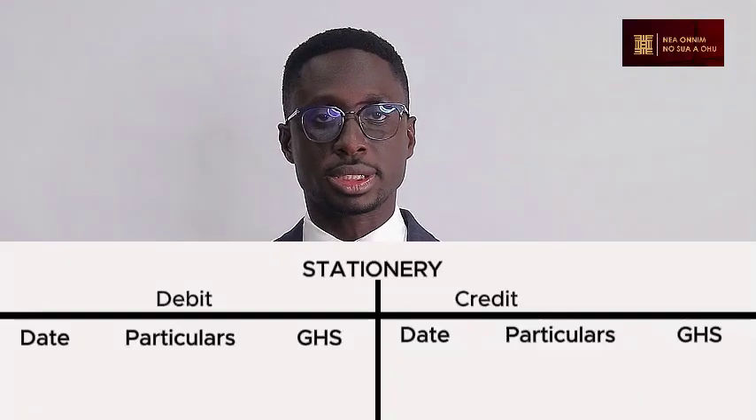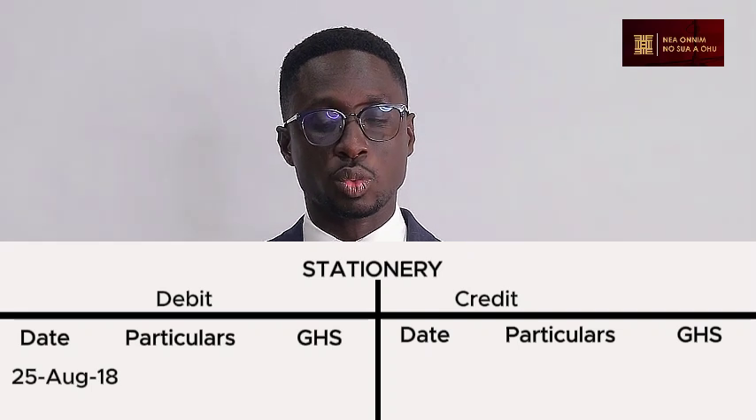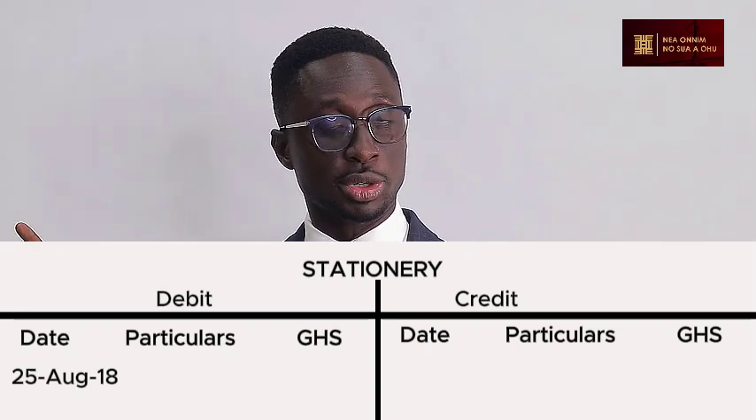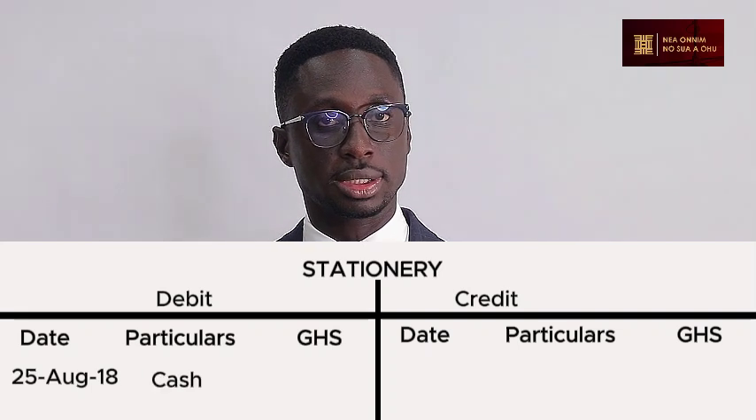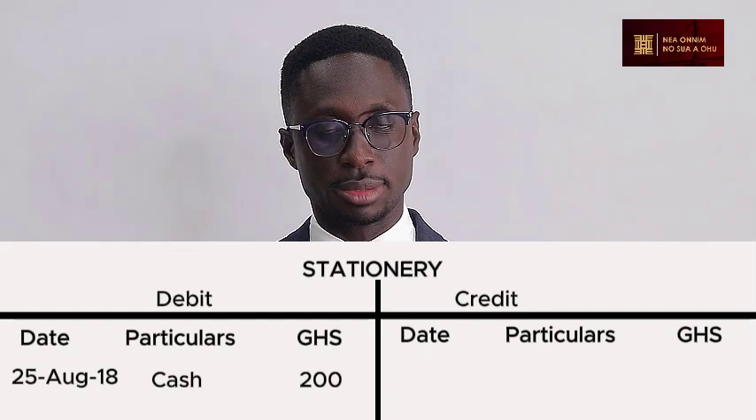Of these two, which one is giving, which one is receiving? The cash account is giving because the payment is being made from cash. And which account is receiving? The stationery account. So which one gets to be debited? The receiving account, which is stationery account, and the cash account will get to be credited. So let's record in the stationery account. We open it, and for the date, August 25. What is the particulars? The corresponding account, which is cash. And the amount, 200 Ghana cedis on the left side, which is the debit side.